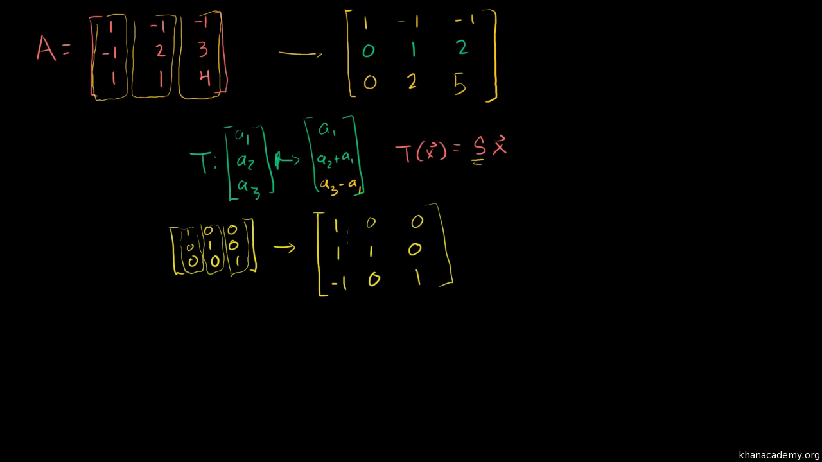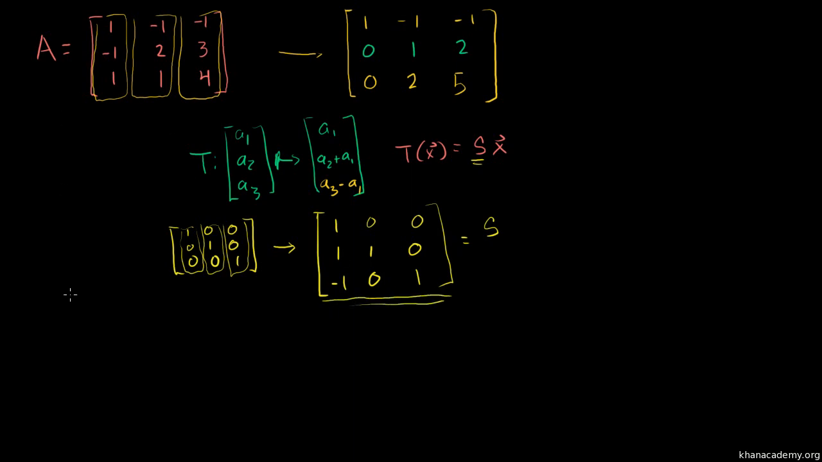But we know that this is actually the transformation matrix, that if we multiply it by each of these column vectors, we're going to get these column vectors. So you could view it this way. Let me call this right here S. This is our transformation matrix.